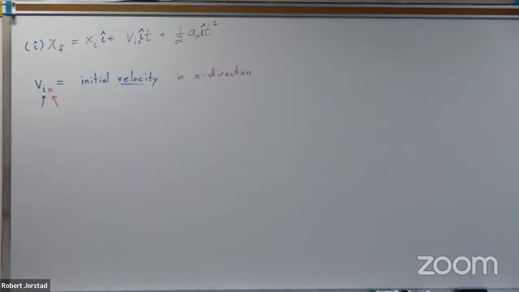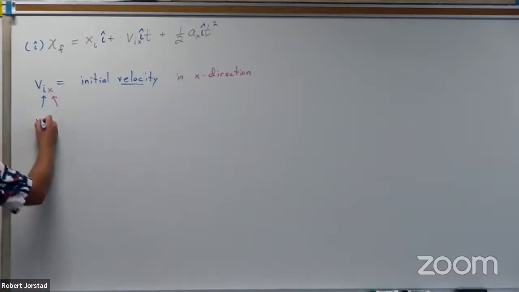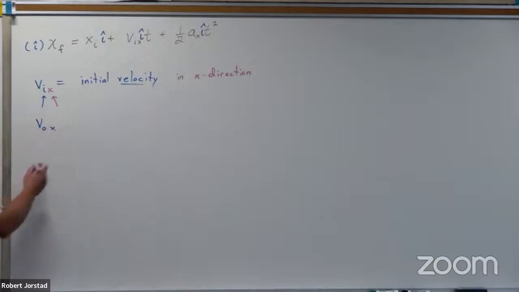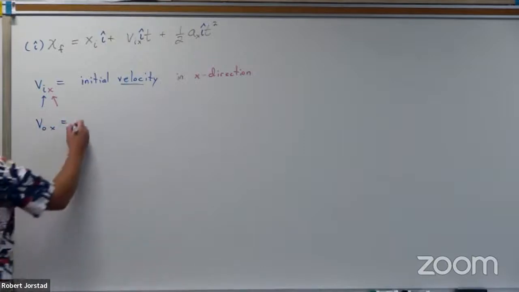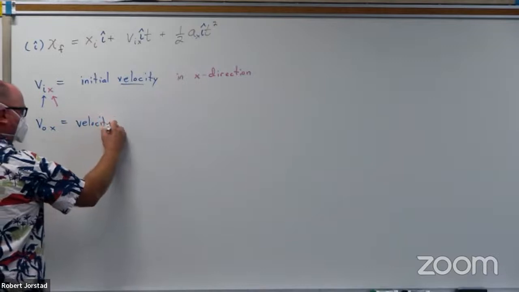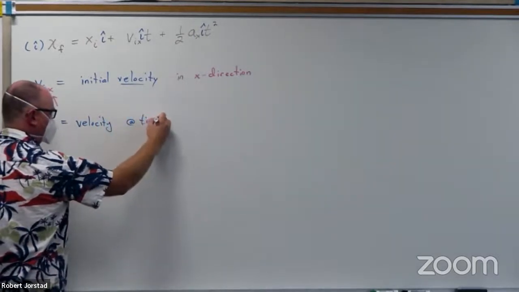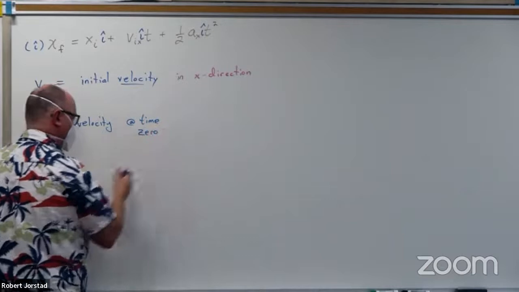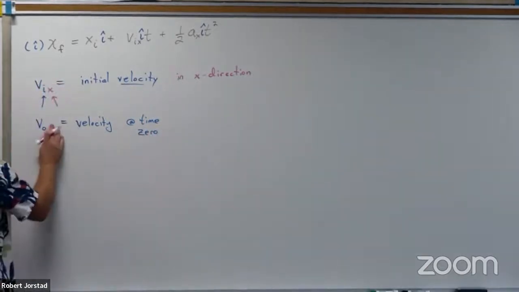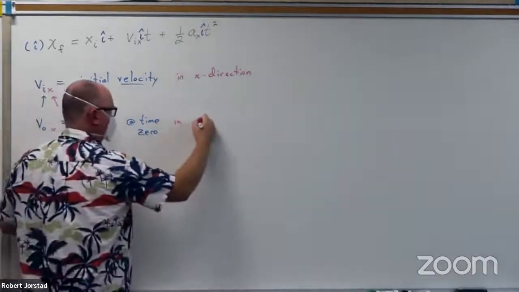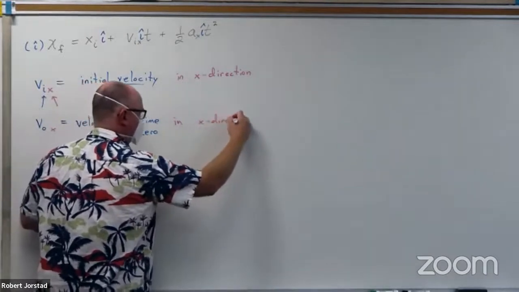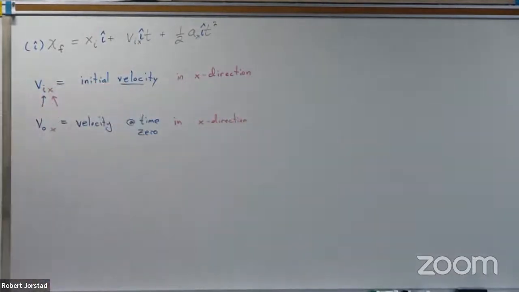Now I know you guys are going to watch internet videos of other teachers and you're going to read books and stuff, maybe. We'll see. So it's important sometimes that I show you a different way of writing this. Sometimes they'll write it like this: velocity at time 0 in the X direction. All right. So do you agree those are basically the same way of saying it?